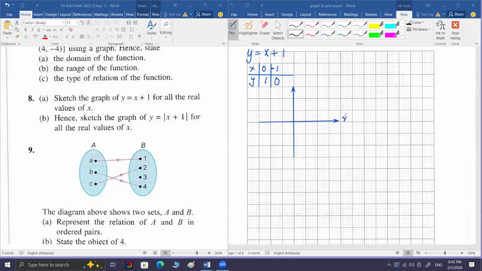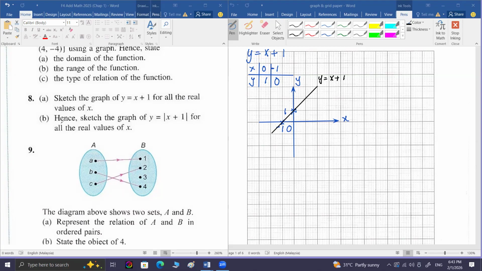So let's say this is xy. When x is 0, y is 1. When y is 0, x is -1. So you're asked to sketch this graph. Okay, so you just draw this graph. Don't forget to label. Okay, we have done the first part.